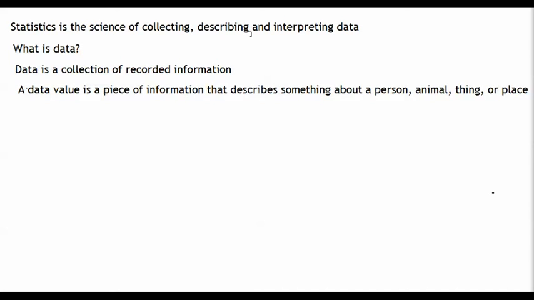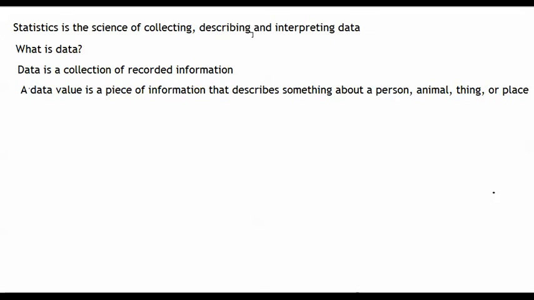If a person is left-handed, a freshman in college, and 55 inches tall, then left-handed, freshman, and 55 inches are all data values that describe that person. If a dog is a golden retriever, is 4 years old, and weighs 95 pounds, then golden retriever, 4 years old, and 95 pounds are all data values that describe that dog. If a car is red, gets 44 miles per gallon, and was made in 2004, then red, 44 miles per gallon, and 2004 are all data values that describe that car.